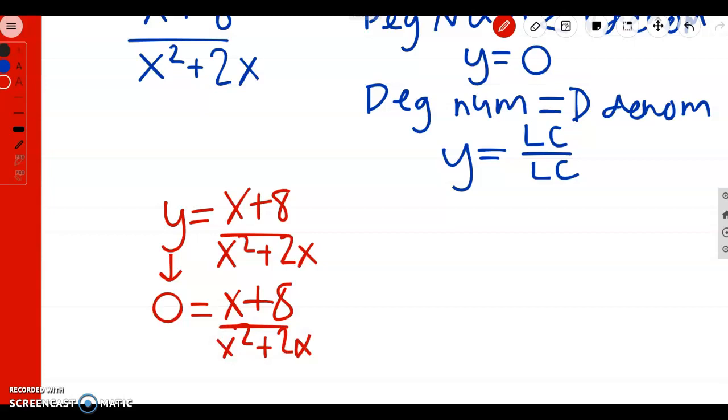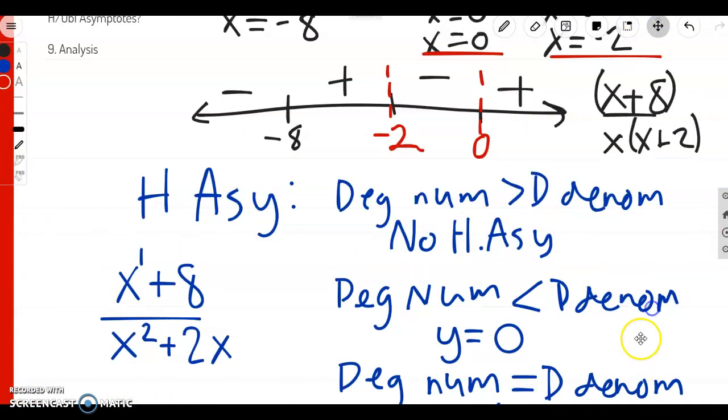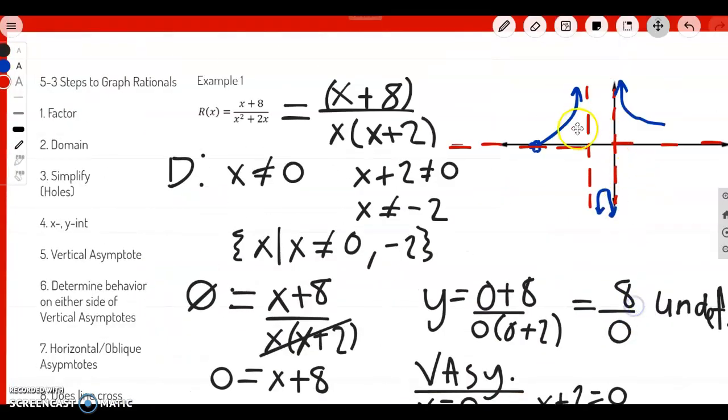So by solving, we multiply both sides by x squared plus 2x. If I multiply this side by x squared plus 2x, it cancels out. Multiply 0 times anything, it's going to stay as 0. So really we're solving the equation 0 equals x plus 8. We solve it and we get x equals negative 8. That means, yes, it is going to cross the horizontal asymptote at x equals negative 8. And we've already seen that on our graph because the graph touches here.